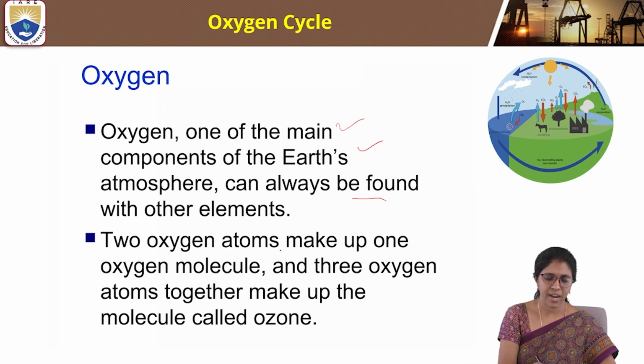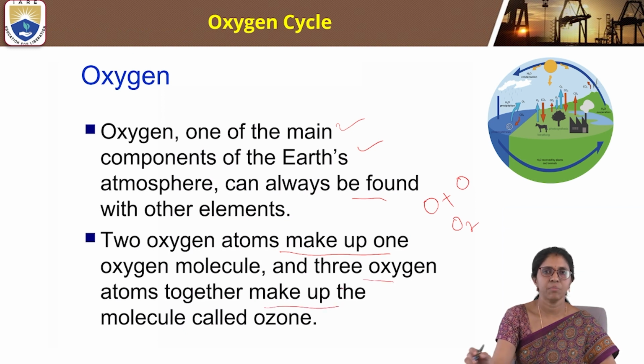Two oxygen atoms make up one oxygen molecule. Three oxygen atoms together make up the molecule called ozone. So two oxygen atoms make up one oxygen molecule, and three oxygen atoms make up an ozone molecule.